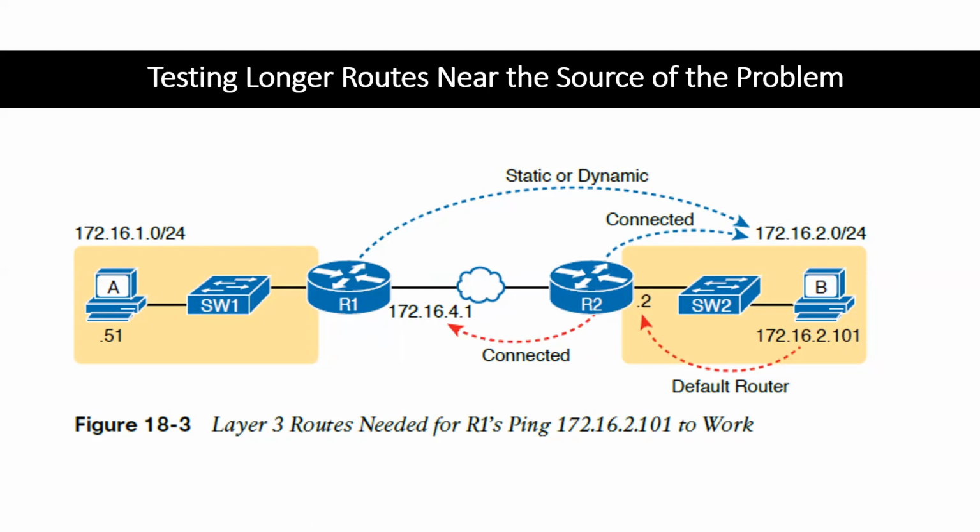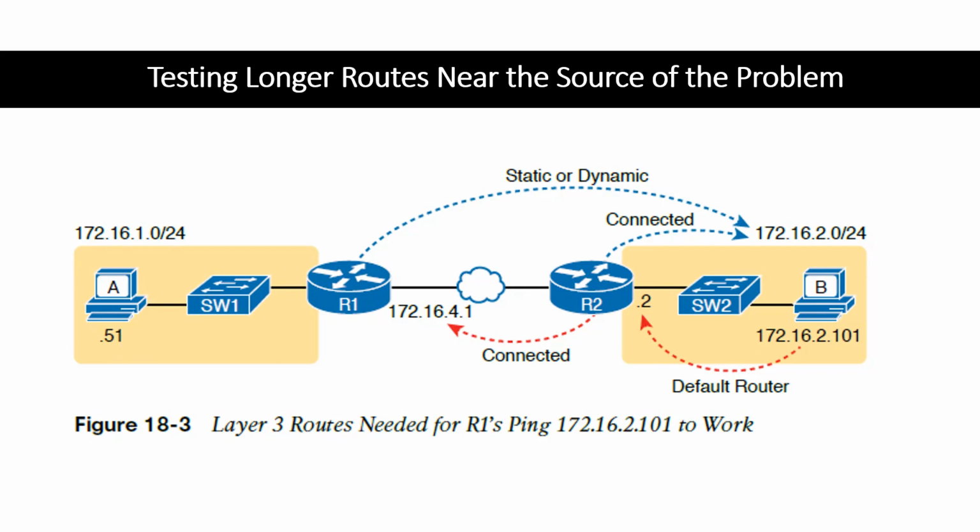Antoine is issuing those pings. It should work, right? Everything should work. But one key thing, again, using strategies, is him testing longer routes near the source of the problem. He's, of course, going to check his configuration as well. He's going to check, like I tell you guys, my favorite thing, layer one. He's going to make sure that the interfaces on his router are in an up state. He's going to do that on R2 as well. He's also going to check on the switch.